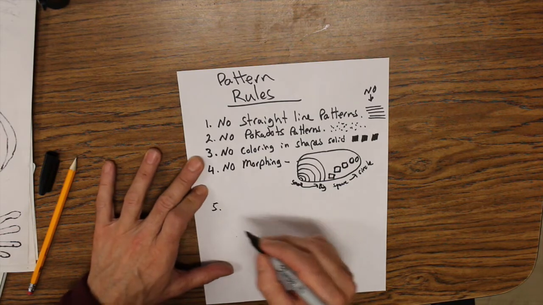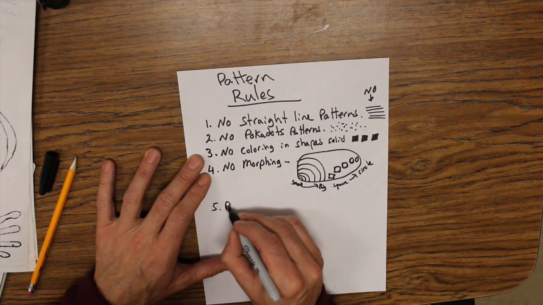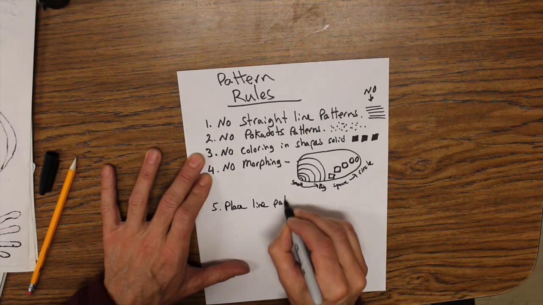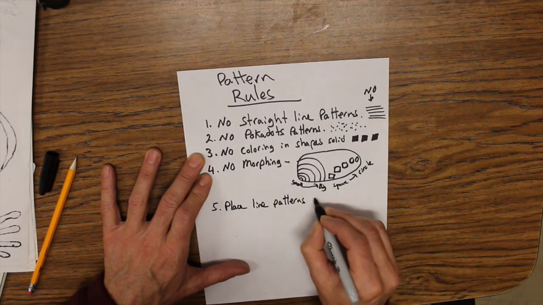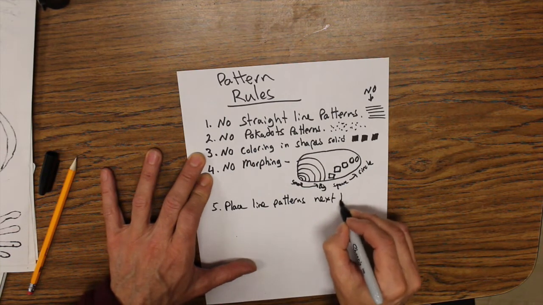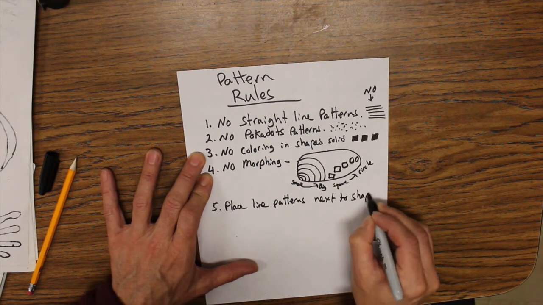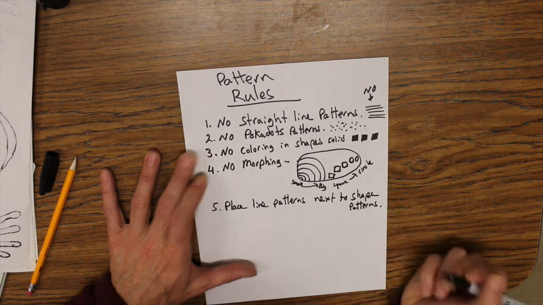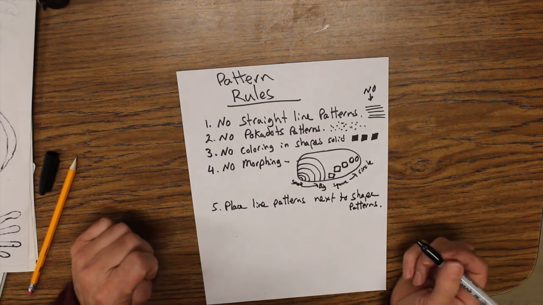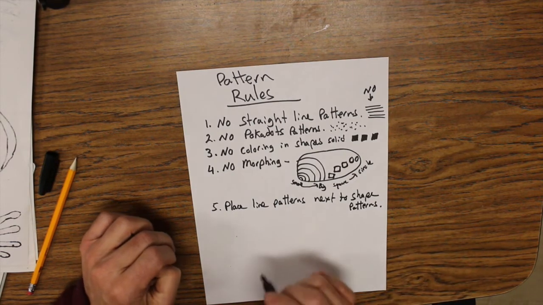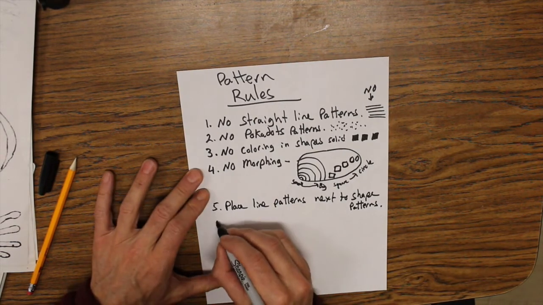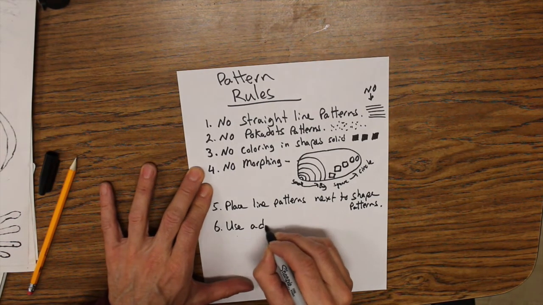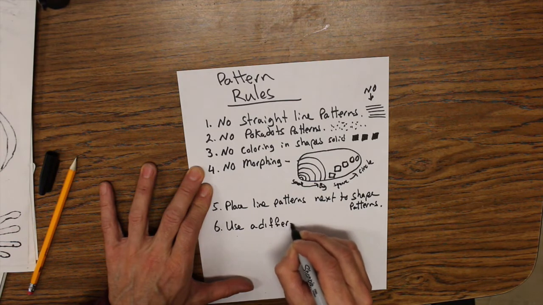All right, number 5. So this is just to help it come out better. You want to place line patterns next to shape patterns. If you put line patterns next to line patterns, they blend together, doesn't pop as well. And same with shape patterns next to shape patterns, doesn't look as good. It just helps the contrast effect better. And this is mostly between the letters in the center of your animal and the background. You want to separate them.